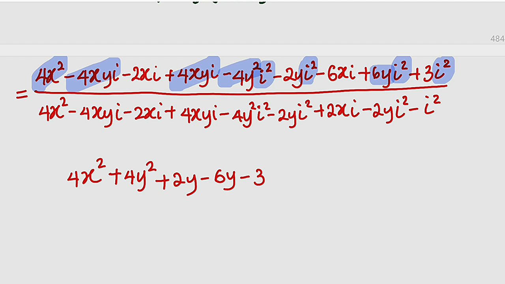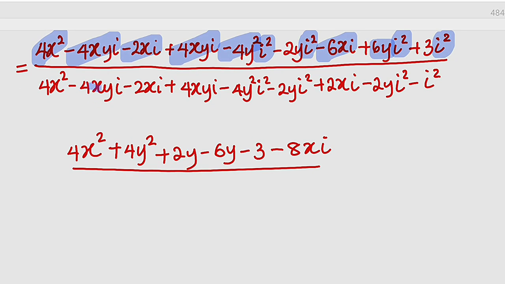Then the imaginary part that is left, we have negative 2xi and negative 6xi, making negative 8xi. Then we move down. I can see that we have negative 4xyi. We have positive 4xyi. They will cancel. And we have negative 2xi. We have positive 2xi. They will cancel as well. What else? Let me write this down. We have 4x squared here. Let me write it. 4x squared.